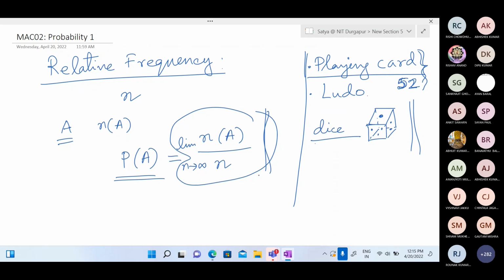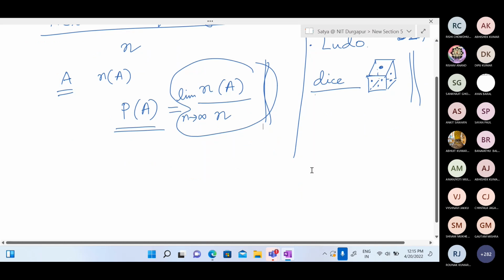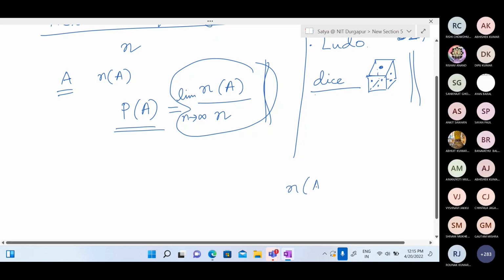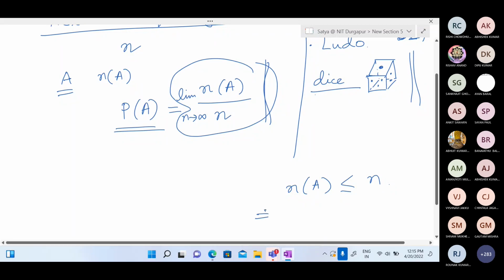And from this definition, we can observe something. Since NA cannot go beyond N, NA is always less than or equal to N. That means if you try N times, you can't get more than N times in your favor. So this implies that NA over N is less than or equal to 1.